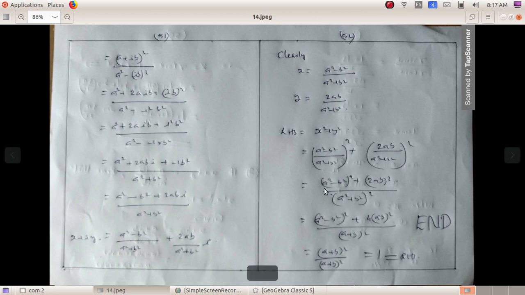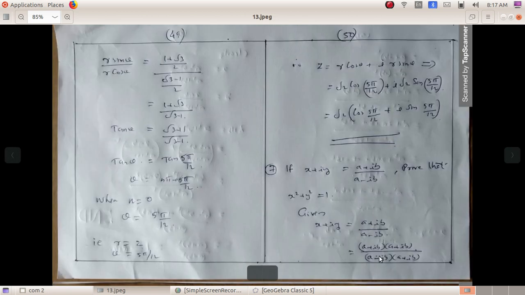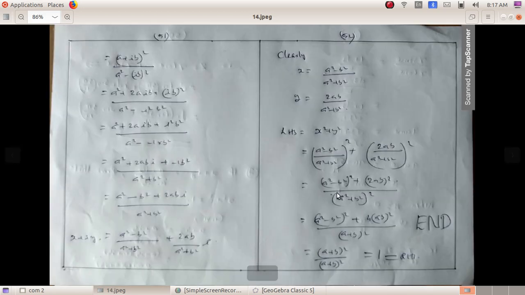Once again, up to this is correct, this is correct, this is also correct. Then what is this formula? You should learn this by heart. (a square minus b square) whole square plus (2ab) whole square is (a square plus b square) whole square, divided by the same term (a square plus b square) whole square. So you can cancel both terms, and you get the result as 1. Now we got x square plus y square equal to 1, that is the right hand side.